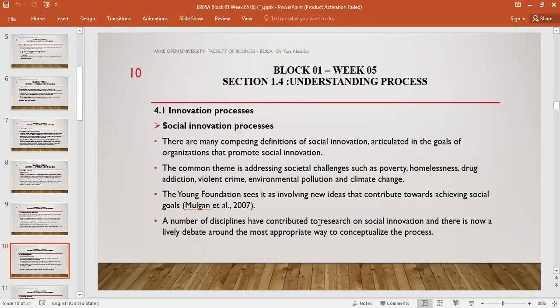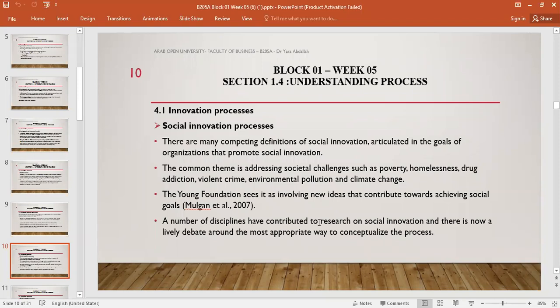We are going to transfer to another issue, which is the social innovation process. And in the social innovation process, the aim is not to gain money. The aim is to come up with new technologies that help the society.